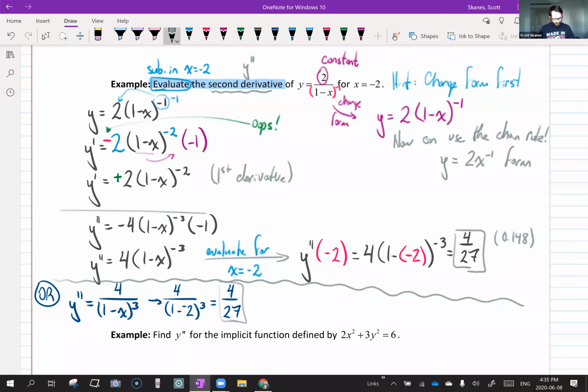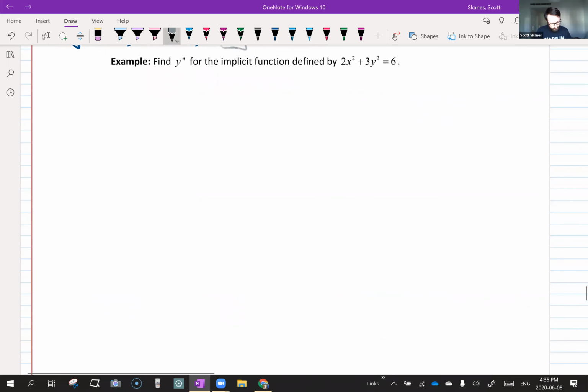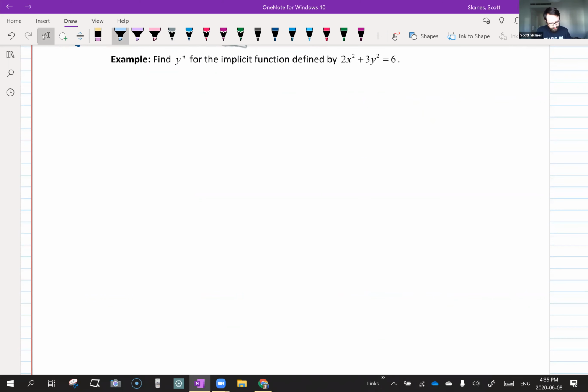Okay, let's do another one. Of course, if you need to review this, just watch the video. That's what they're there for. Fresh start. Find y double prime for the implicit function defined by this. How do I know it's implicit? I know that there's a y in the middle, or in other words, it's not already solved for y equals. It's not solved for y.